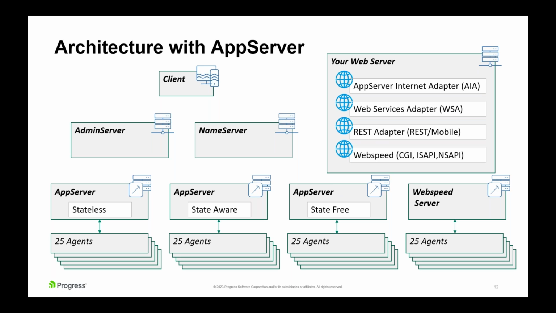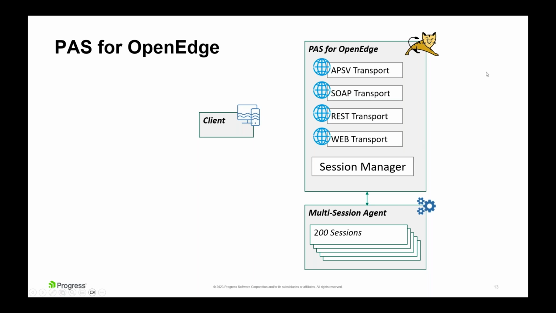So we drastically simplified this picture to have only one single server addressing everything. So PAS for any customer in an N-tier architecture. It's like the AppServer Internet Adapter transport, SOAP transport, REST transport, and web transport for WebSpeed, and we'll have some topics about WebSpeed and also some other aspects about handlers. Everything is managed with a session manager, and the new capability of PASOE is a multi-session agent which manages up to 200 sessions. So you don't have to manage different kinds of brokers. You have only one multi-session agent with sessions, and you can manage everything globally.